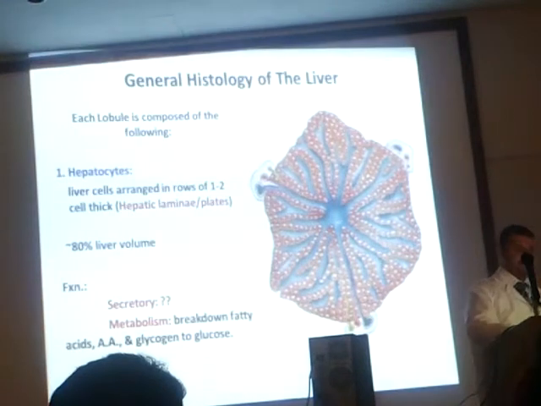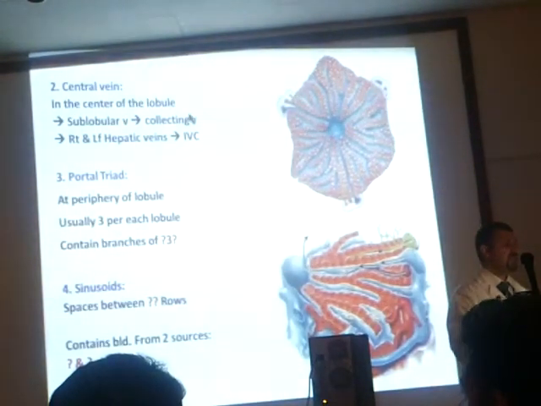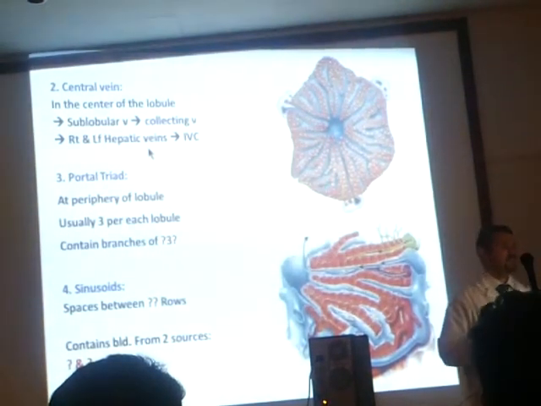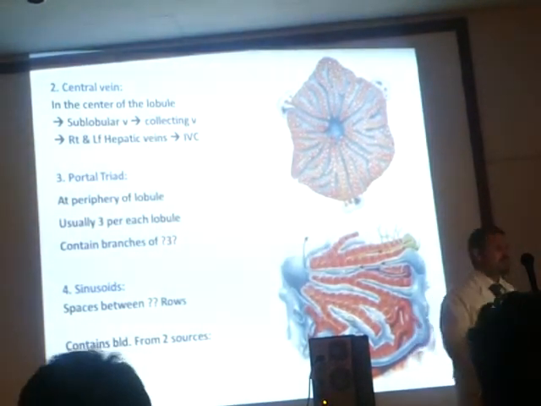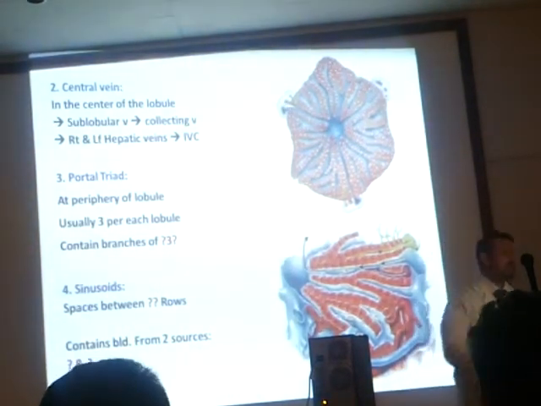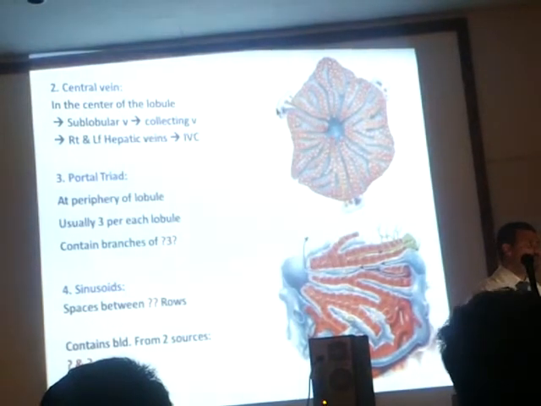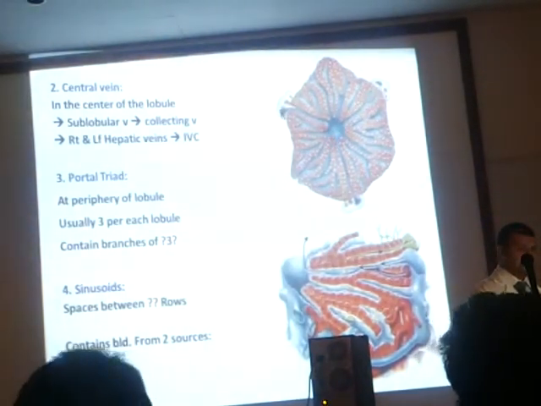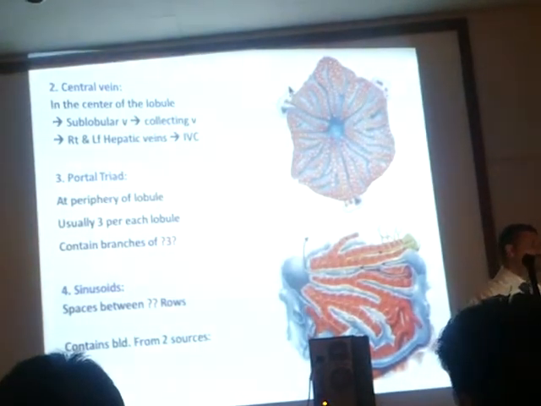So the microcirculation starts with portal vein and hepatic artery, passing across the sinusoids into the central vein. From the central veins, you will have what? Sublobular veins, collecting veins, then the hepatic veins, which will drain to the inferior vena cava. Okay? Now, the third structure, which I told you about just now, the portal triad. The portal triad is at the periphery of the lobule and usually contains three structures. Those are branches from the portal vein, hepatic artery, and the bile duct.